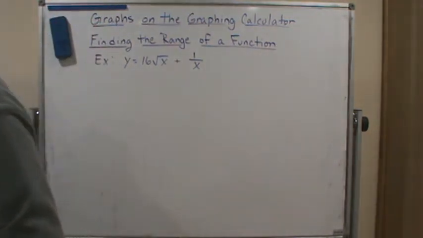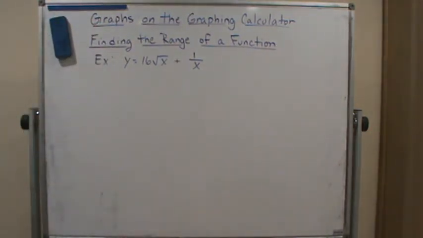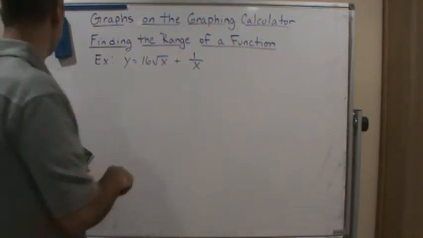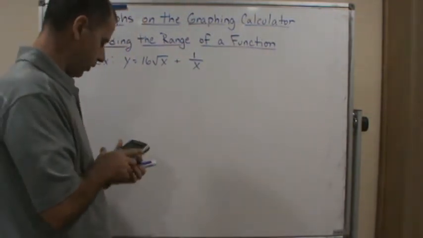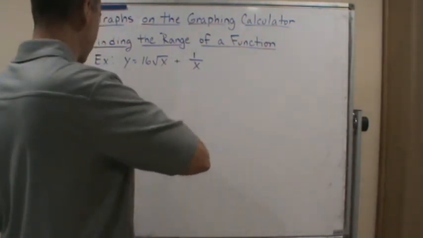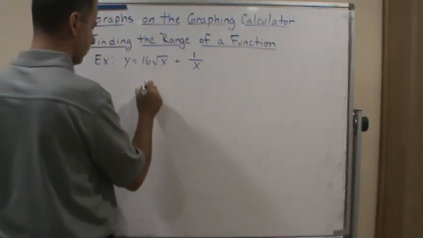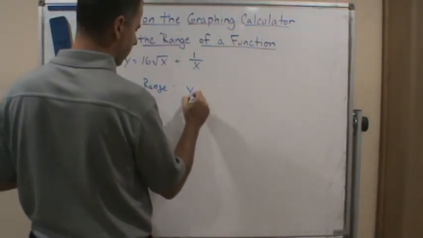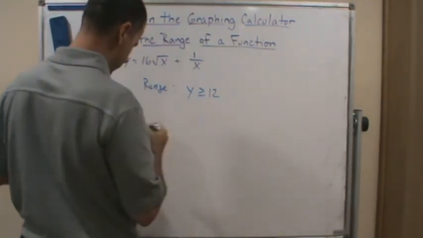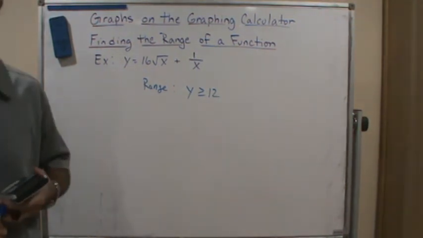Okay, so with that in mind, it looks like my range is all y values that are greater than or equal to 12. And that's the end. That's it. So using the graphing calculator, I found that the range is all values of y greater than or equal to 12.